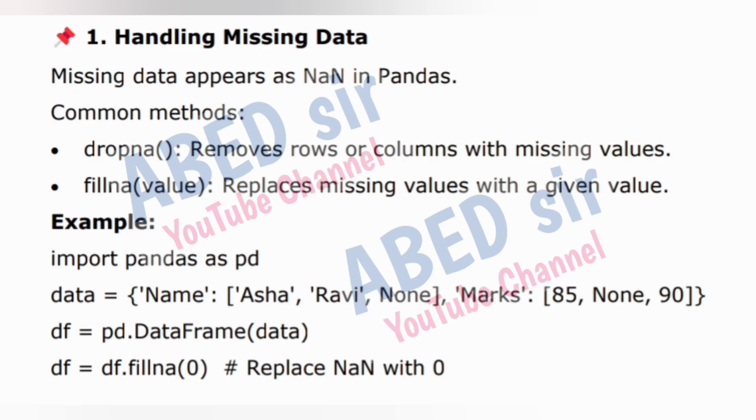1. Handling missing data. Missing data appears as NaN in pandas. Common methods: dropna() removes rows or columns with missing values. fillna(value) replaces missing values with a given value. Example: import pandas as pd. data = {'Name': ['Asha', 'Ravi', None], 'Marks': [85, None, 90]}. df = pd.DataFrame(data). df = df.fillna(0)  # replace NaN with 0.